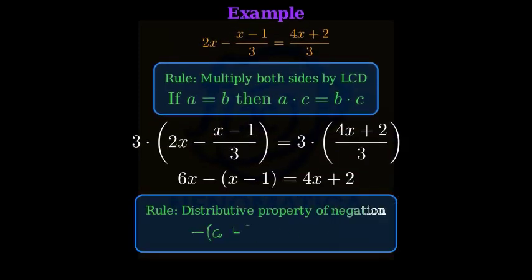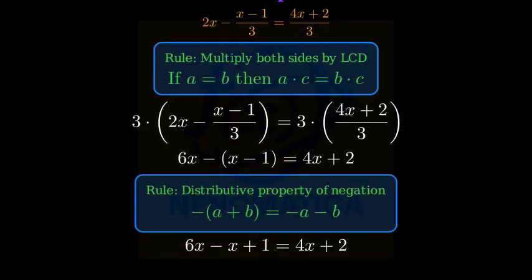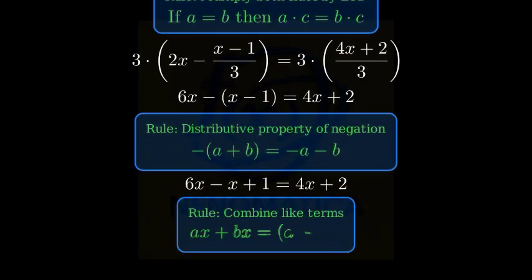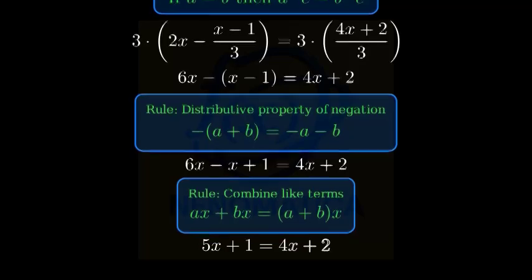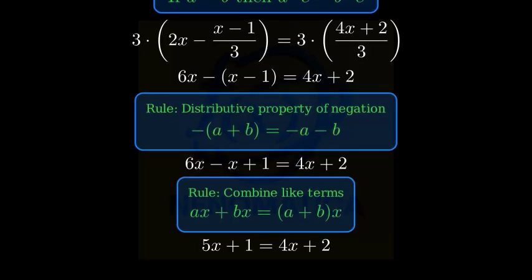Next, let's expand the left side by distributing the negative sign. We get 6x minus x plus 1 equals 4x plus 2. Now, let's combine like terms on the left side. 6x minus x is 5x, so we have 5x plus 1 equals 4x plus 2.